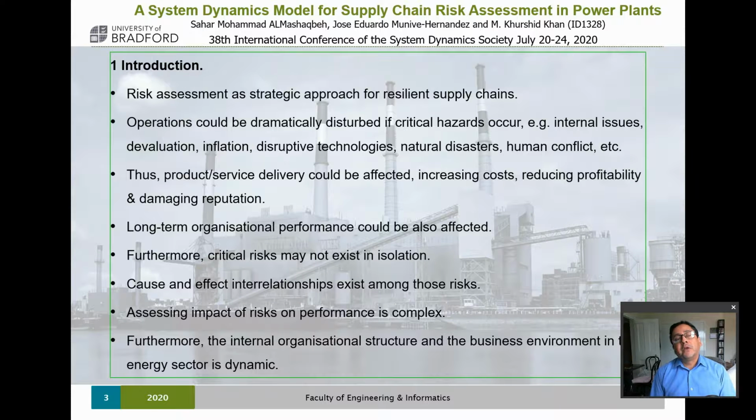In addition to this, internal aspects of the company may change with time as well, and also the business environment may be very dynamic. This is, for example, the case of the energy sector, which is the sector that we are analyzing in this paper. So the risk assessment activity is actually a very complex system.